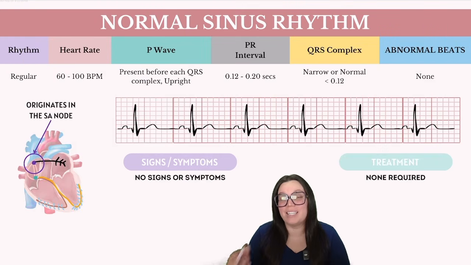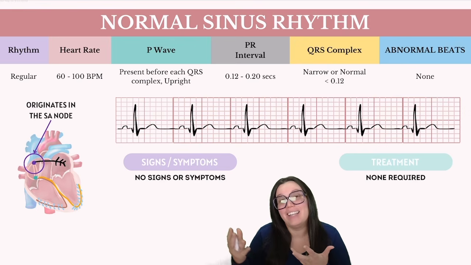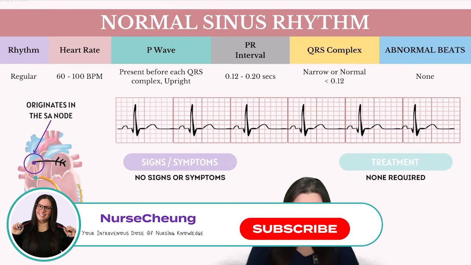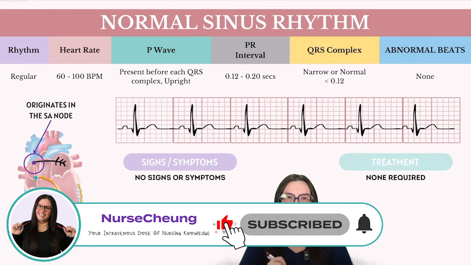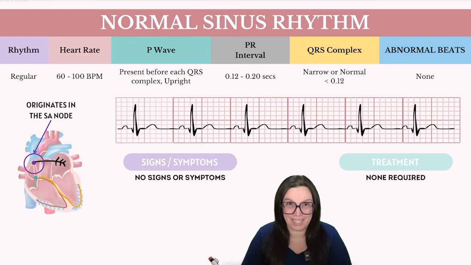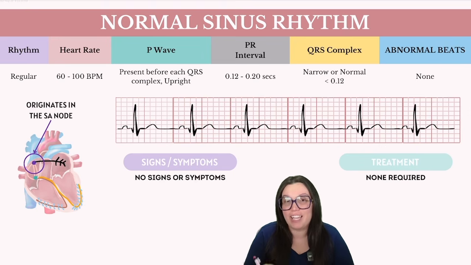Normal sinus rhythm is the most common cardiac rhythm that you're going to see, and typically it's observed in healthy individuals on a daily basis. Its heart rate should be between 60 to 100 beats per minute. This kind of rhythm indicates that the sinoatrial node is functioning as the primary pacemaker. The assumption here is that the SA node is initiating the atrial depolarization under normal conditions.